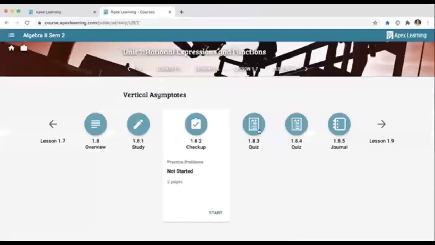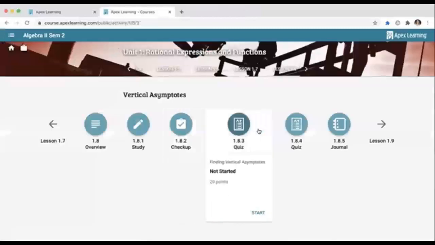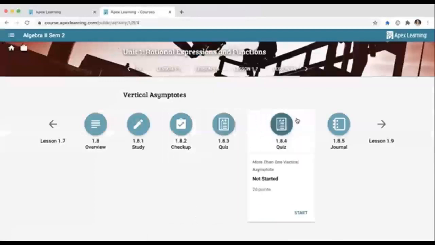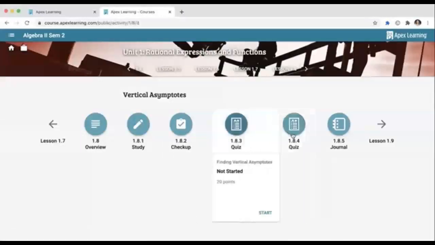Okay, again, you have two quizzes here. You have a finding the vertical asymptotes quiz, and then one for when you have more than one vertical asymptote. So those are the two quizzes you have here.